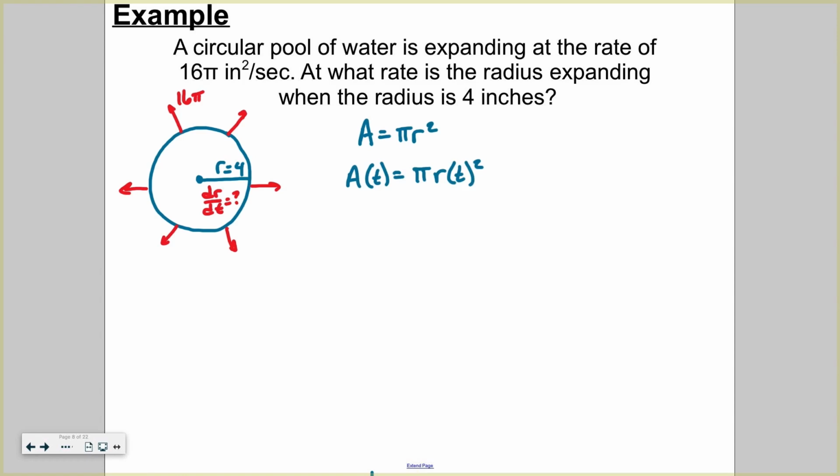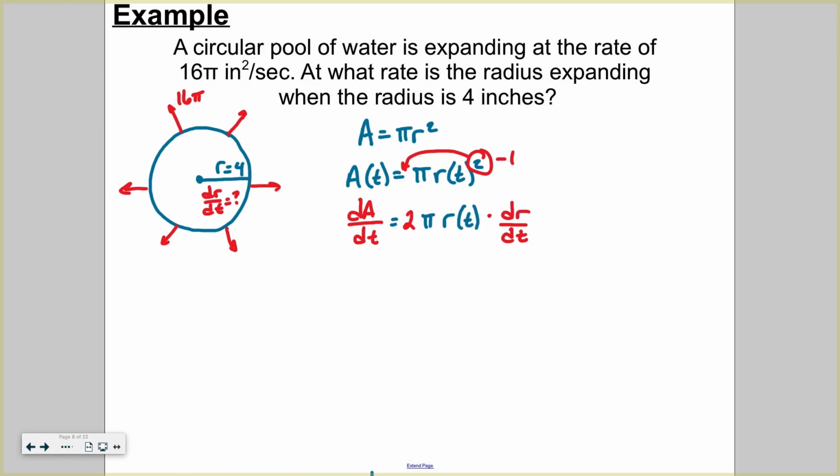And now we can go ahead and take the derivative, because again, we're trying to find a rate of change. So it's going to be dA over dt equals, and then again, just as a reminder, we are going to use the power rule and then the chain rule. So power rule brings the 2 to the front, subtract 1 from the old power. So we're going to get 2 times pi times r of t, and then times the derivative of the inside using chain rule, dr dt.